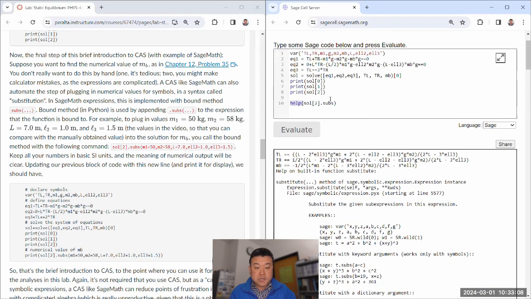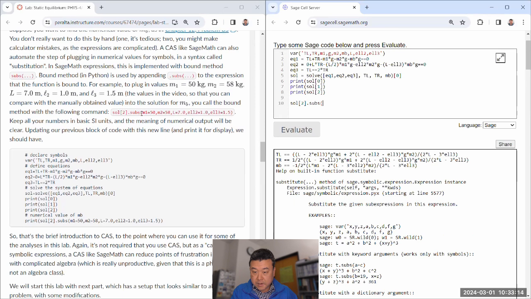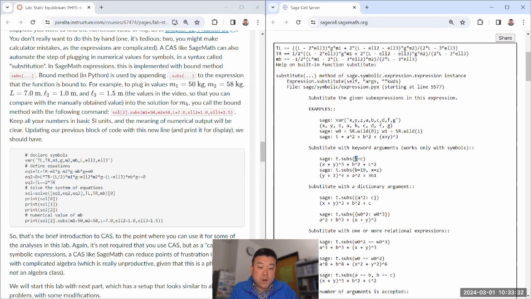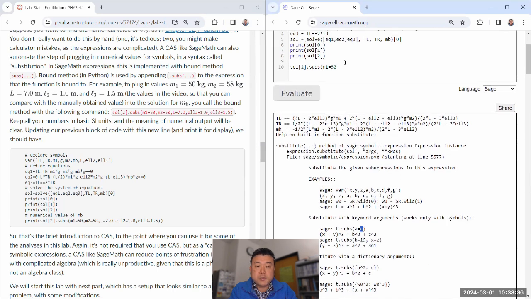I'm going to use the substitute function to plug in numbers. So let me plug in, I'll just follow this command. You call the bound method with the following command. I already typed this in, and I'm saying m1 is equal to m, I guess I'll say equal to, but it's the keyword argument. So the keyword m1 has the value on the right hand side.